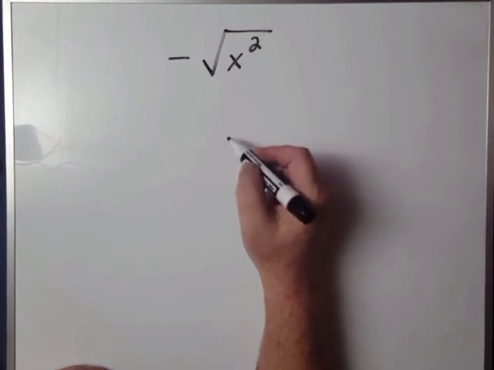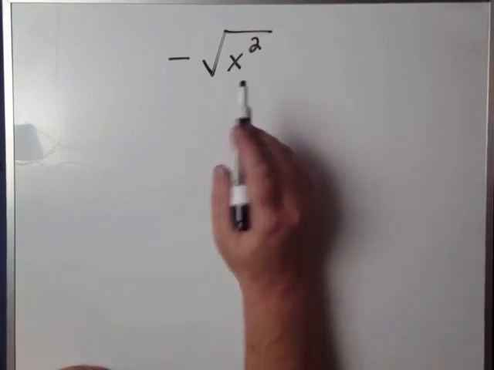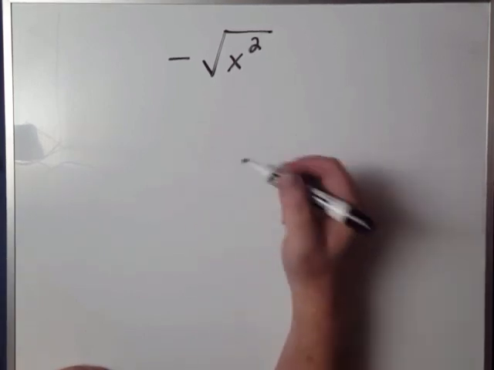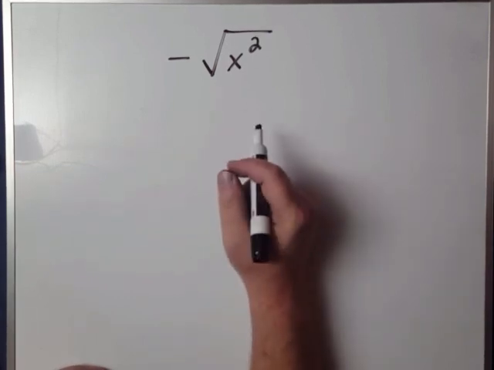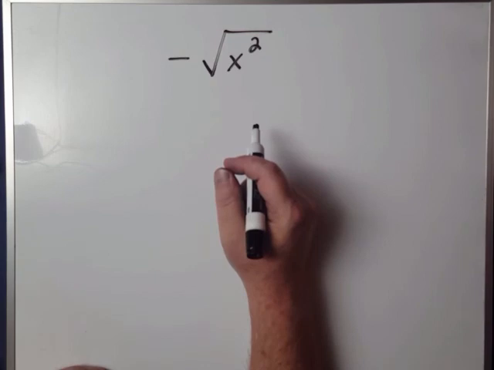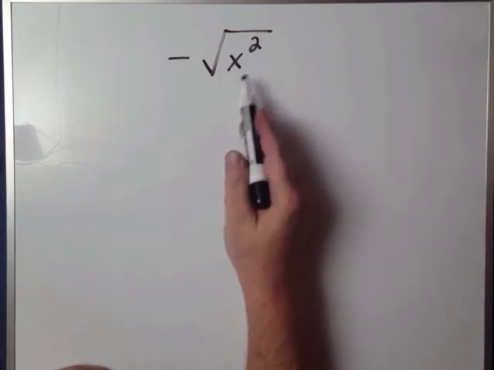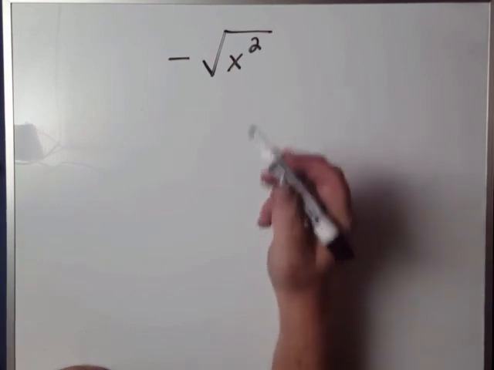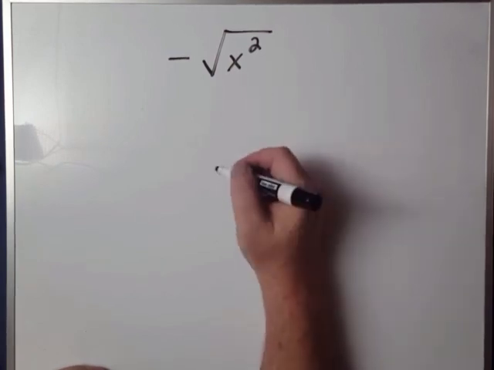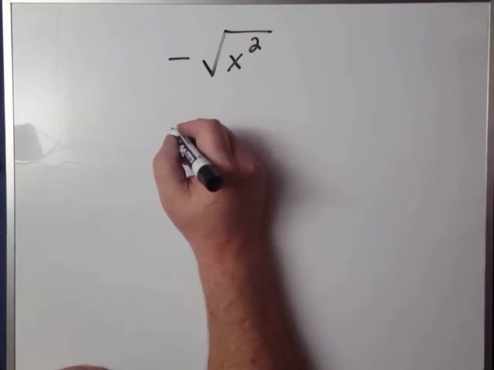In some problems in future sections, it will say assume variables represent positive real numbers. And in those problems, we don't have to think about these absolute values. But no conditions were given here on x. X could be any real number. It could be positive, it could be negative, it could be 0. So what's the best I can say about this? Well, first, that negative is floating.